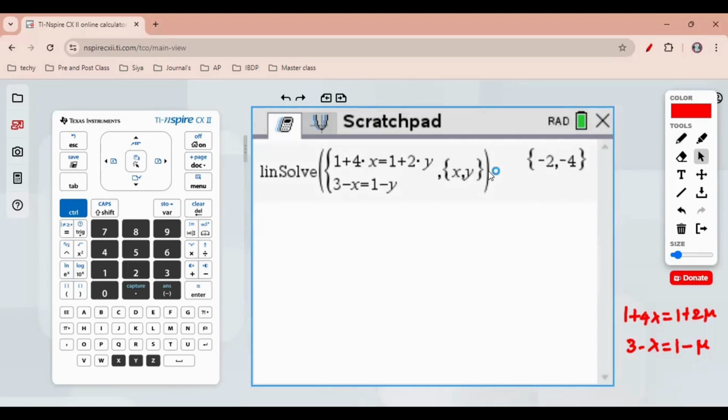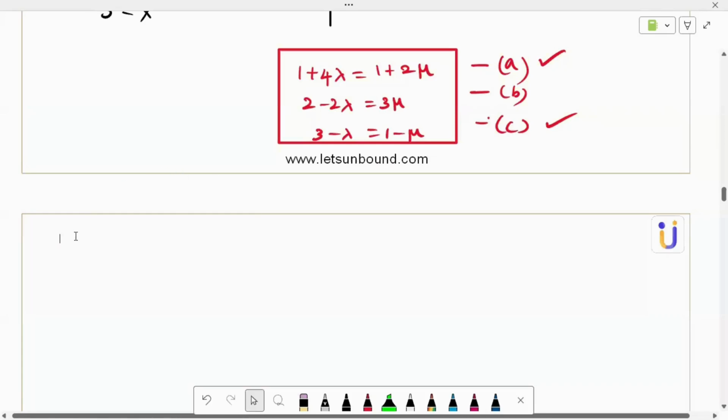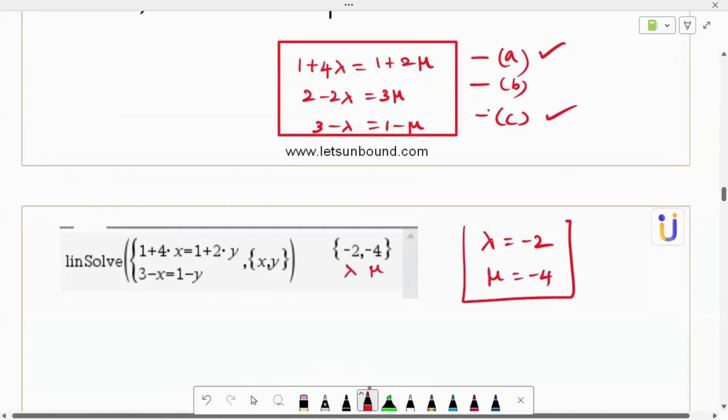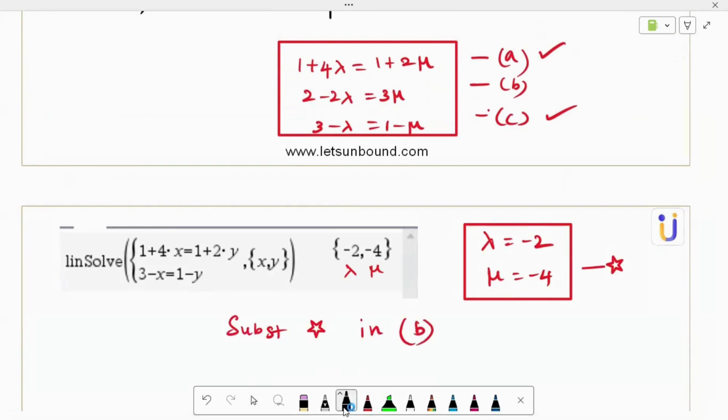We got minus 2 and minus 4. X and y are minus 2 and minus 4, but we will treat this as lambda first and mu second. Let's get back to the solution page. Here we go. So what I got, let me paste it here. Make sure this is lambda and this is mu. So lambda is minus 2, mu is minus 4, and you need to substitute in B, right? So substitute in the unused equation. I have not used the B part.